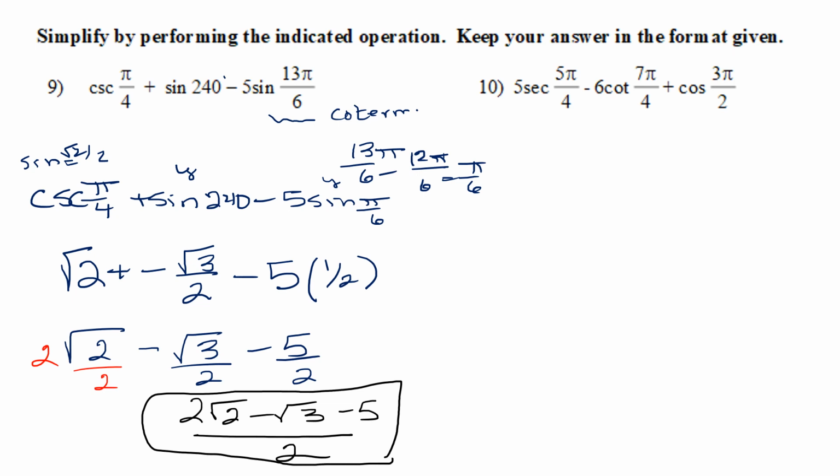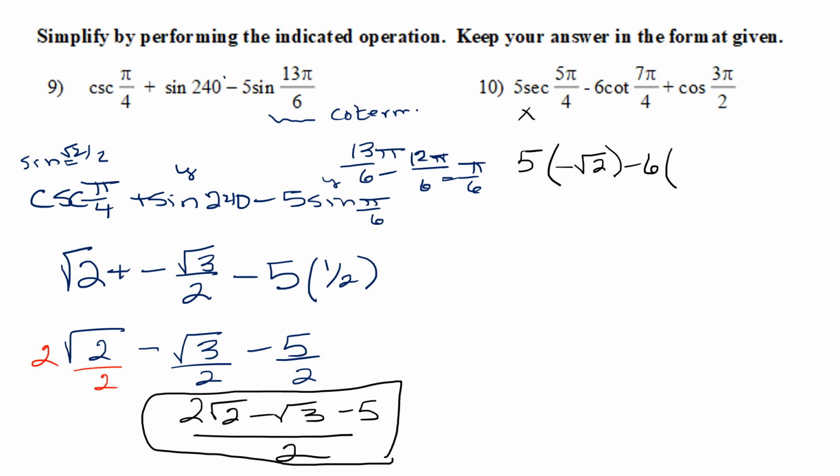All right, and our next one in this set, 5 multiplied by secant of 5 pi over 4, ooh, that's going to be the reciprocal of x, minus 6 multiplied by cotangent of 7 pi over 4, plus cosine of 3 pi over 2. Okay, so 5 multiplied by secant of 5 pi over 4. Cosine of 5 pi over 4 is negative square root 2 over 2. Therefore, secant will just be negative square root of 2.